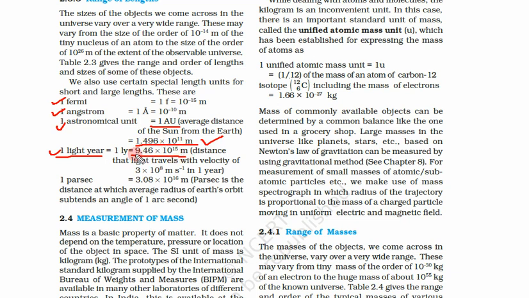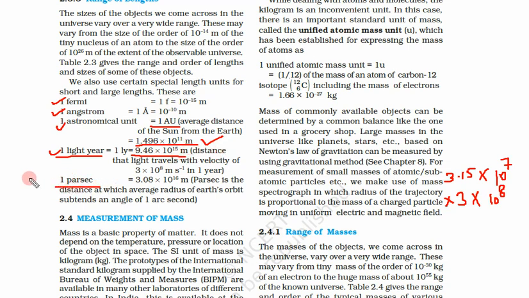So how did we get this? We multiply the number of seconds in a year by the velocity of light. The number of seconds per year is around 3.15 into 10 to power 7, and we multiplied it with speed of light, 3 into 10 to the power 8. So what we get? We get around 9.46 into 10 to the power 15 meter.